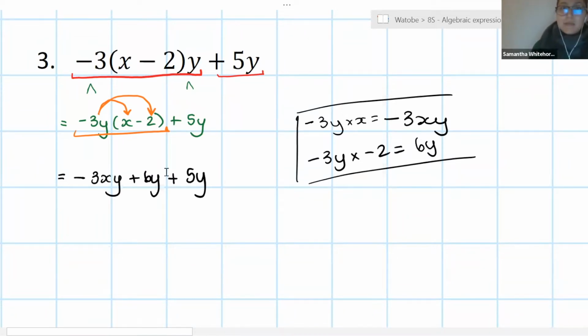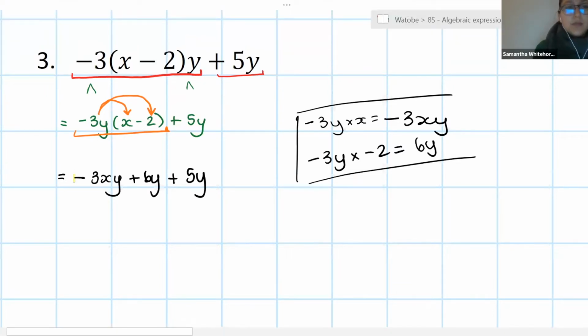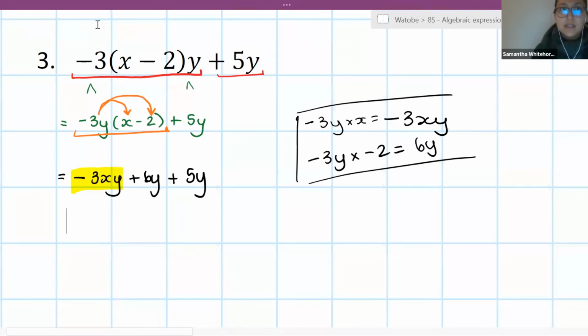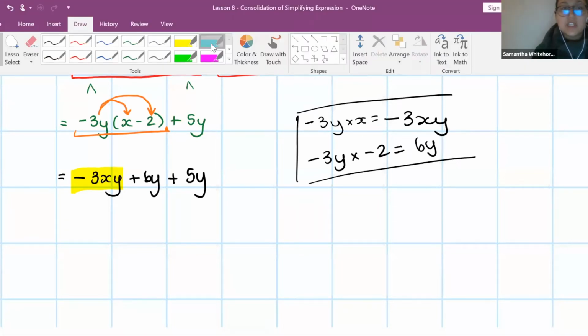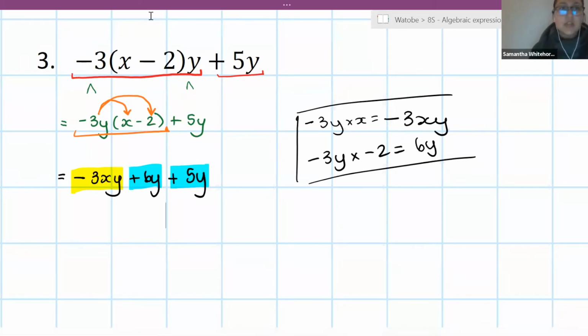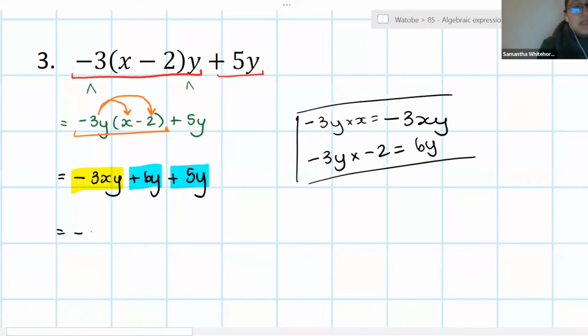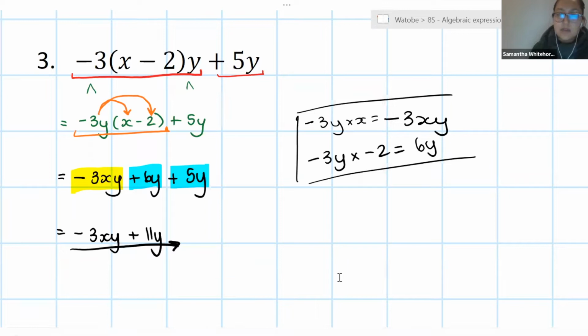Now I need to collect my like terms. This is where you can grab a highlighter or a pen or however you want to do it. We've got a term with x and y in it, and then we have terms with just y in it. So those form separate groups of like terms. When I add and subtract my like terms, the negative 3xy doesn't have any like terms, so he just chills there. But then 6y plus 5y is positive 11y. And so my answer simplifies to negative 3xy plus 11y, which I'm seeing coming through, which is awesome.